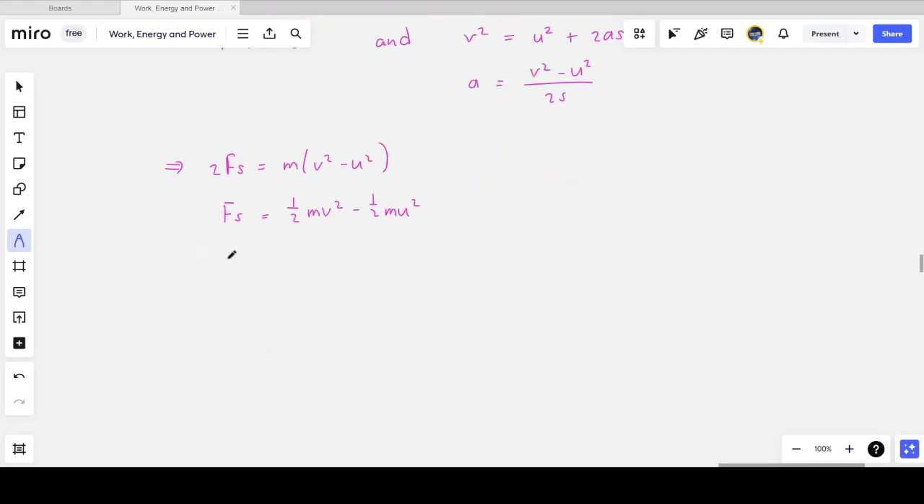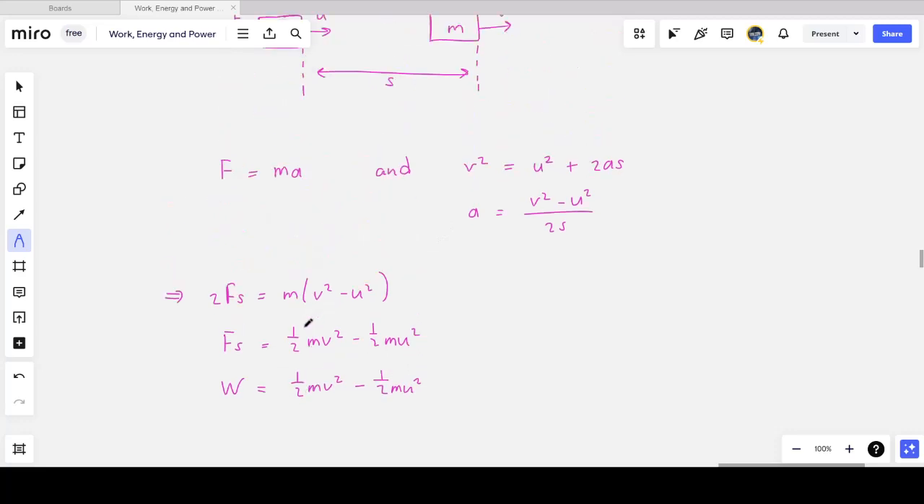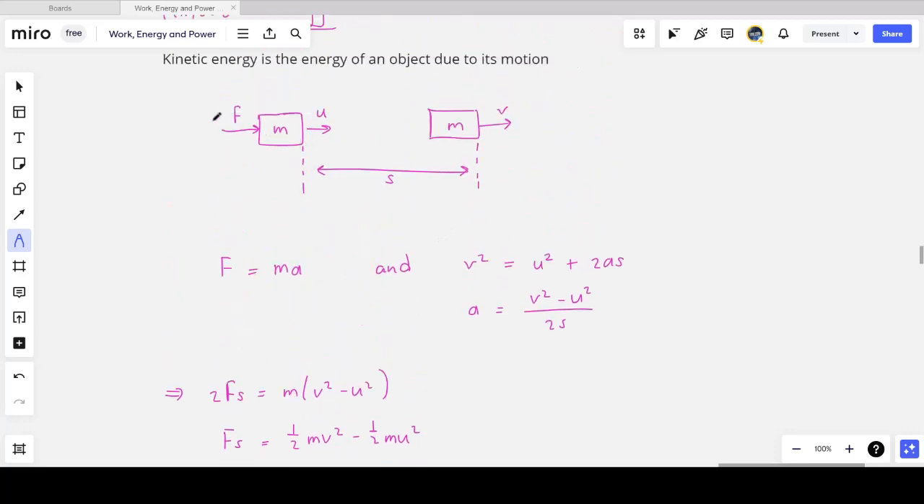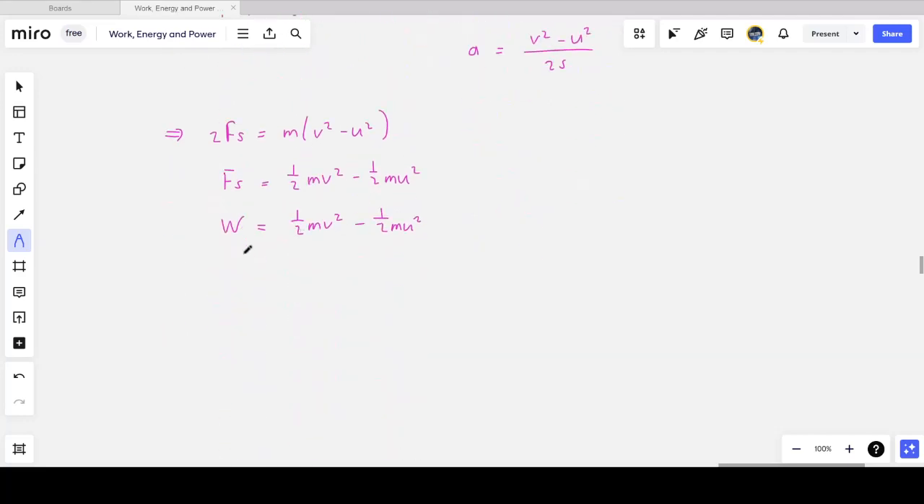But wait a minute. Force is in the direction of the motion, so force times displacement is work. So the work done is a half mv squared minus a half mu squared. But the work being done is the change in kinetic energy. The kinetic energy increases as I apply a force onto the mass. So this work done is the change in kinetic energy.